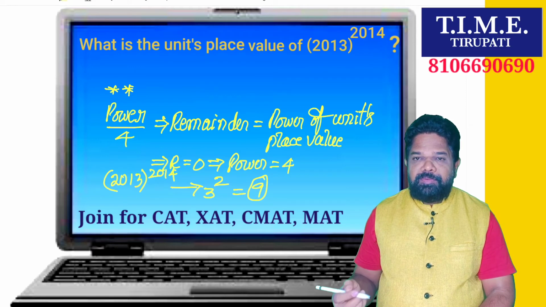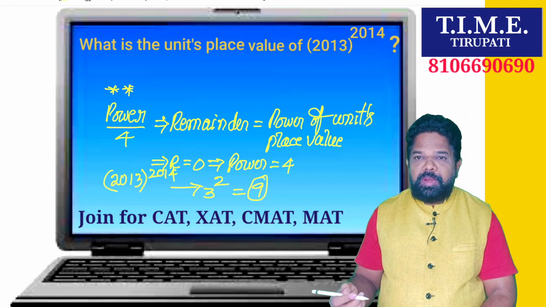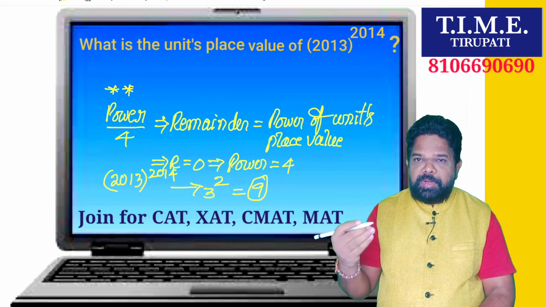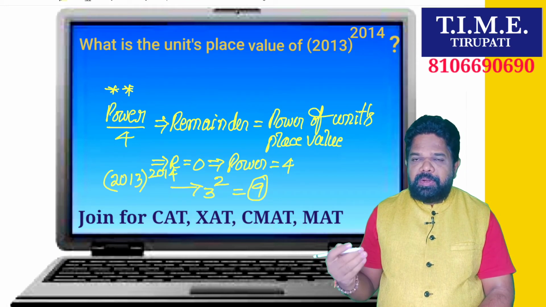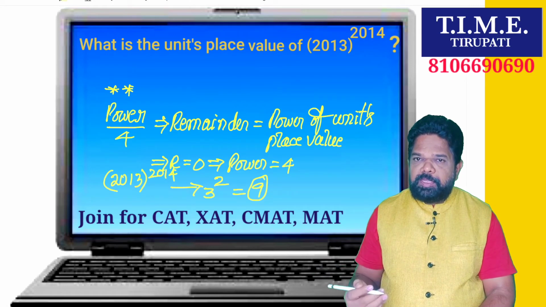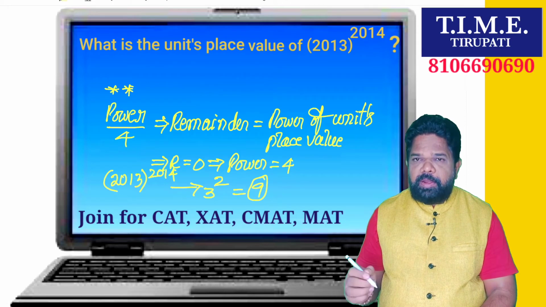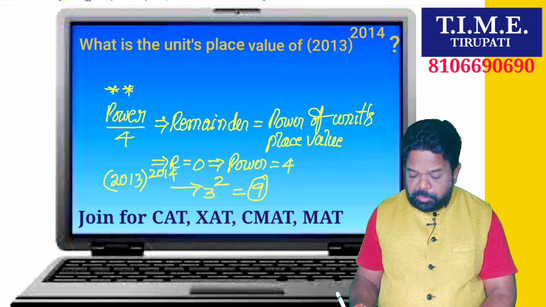So what is the units place value of 2013 whole power 2014? 9 is the units place value. How did you get it? Directly the power is divided by 4, and you observe the remainder. 2014 divided by 4, what is the remainder here? 2 is the remainder. That 2 is the power of the units place value. What is the units place value here? 3. So 3 square. What is the value of 3 square? 9. So what is our answer? 9.